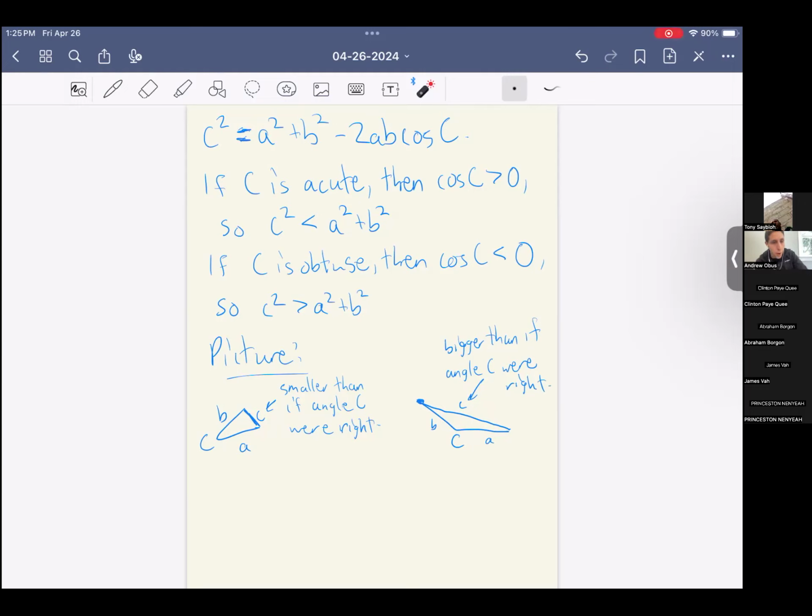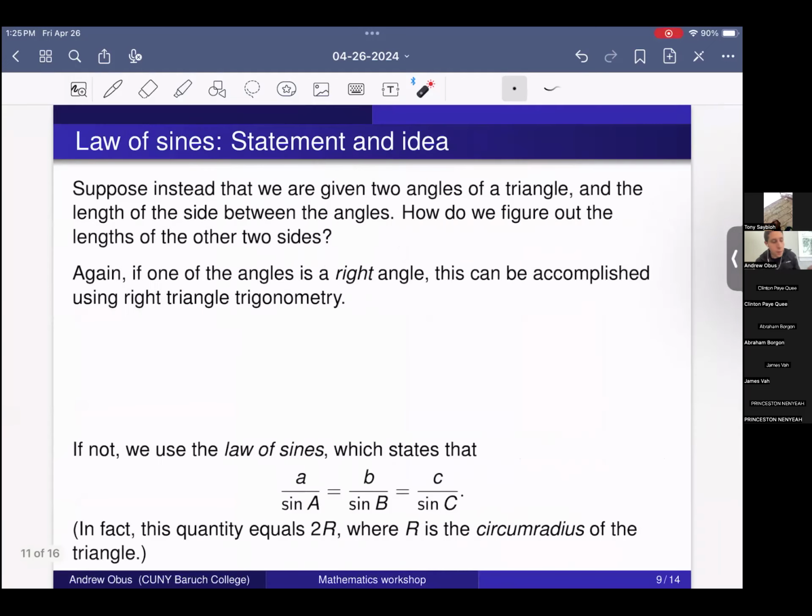Okay, so all right, great. Let's look at the law of sines. This is a different situation than the law of cosines. Let's say instead we're given two angles of a triangle and the length of the side between the angles. How can we figure out the lengths of the other two sides?